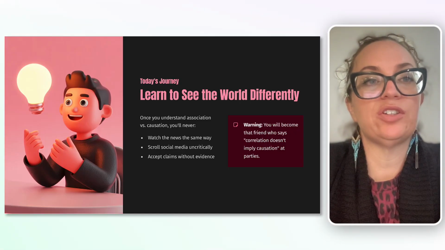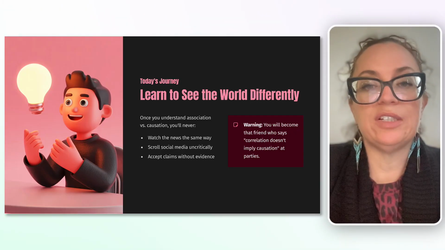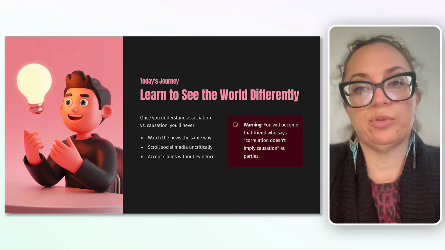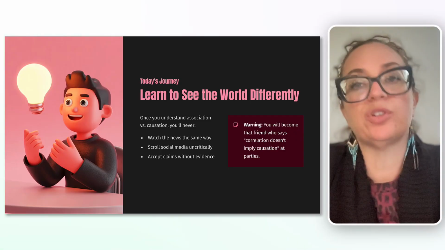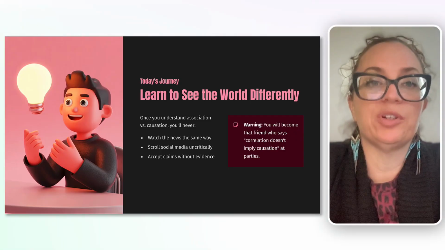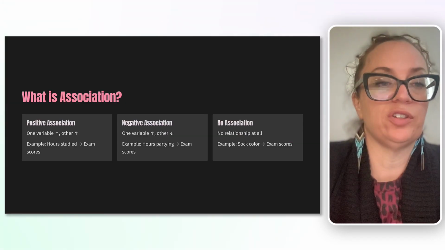All right, so let's start with the basics. What do we mean by association? An association is simply a relationship between two variables. When one thing changes, the other thing tends to change in some predictable way. That's it. Okay, pretty simple, right? Now, association comes in three flavors. First is positive association.